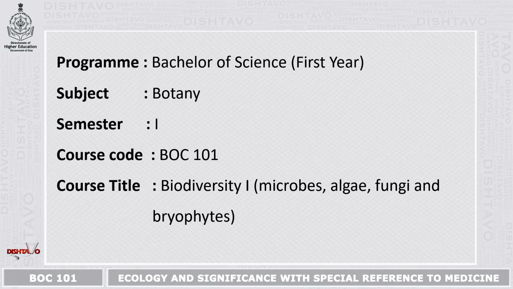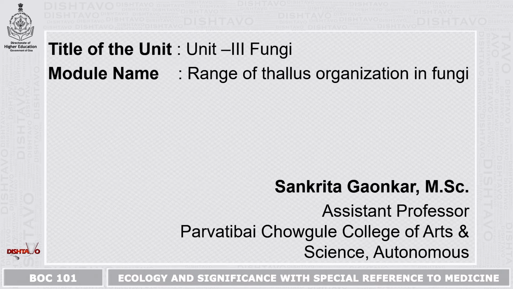This program is for BSc first years and the subject is botany. Semester 1, course code is BOC 101. Course title is Biodiversity 1, which includes microbes, algae, fungi and bryophytes. The title of the unit is Unit 3, Fungi, and the module name is Range of Thallus Organization in Fungi.